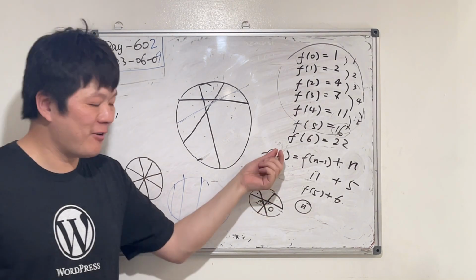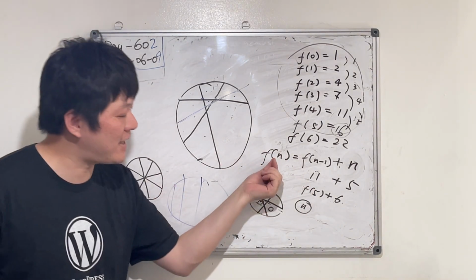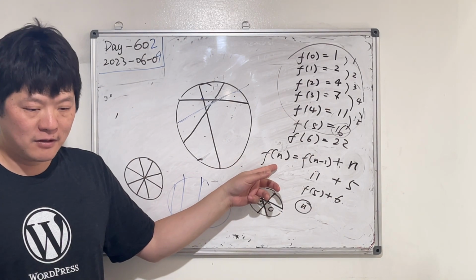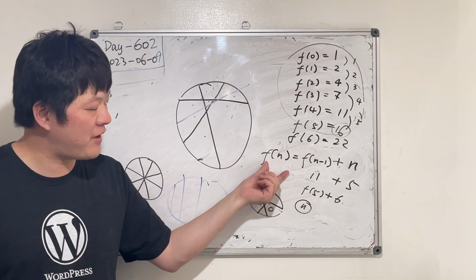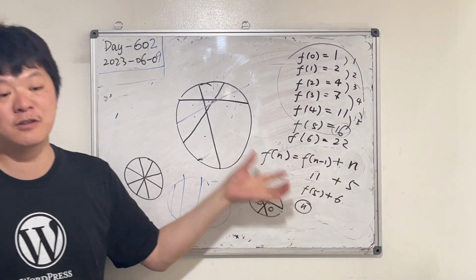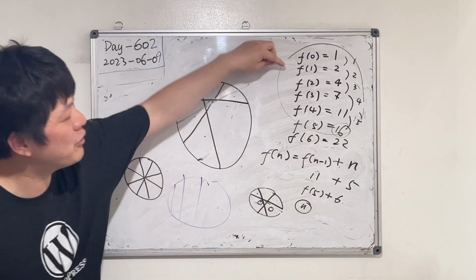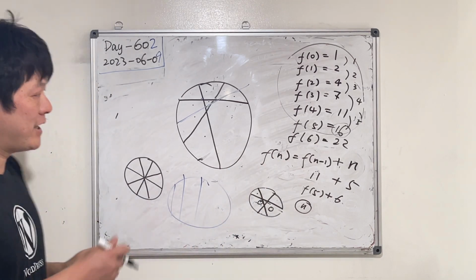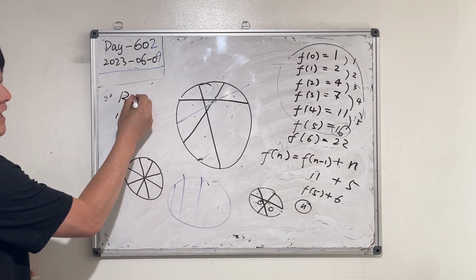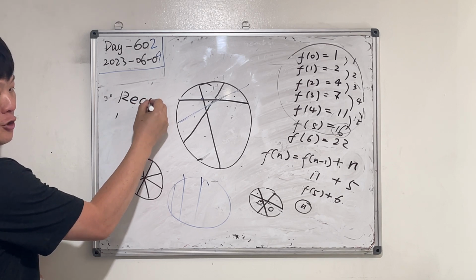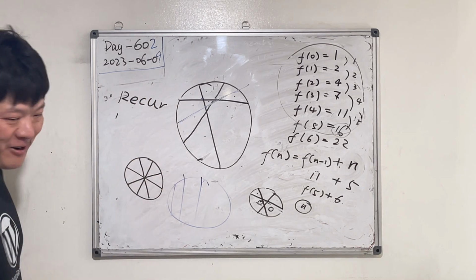It's related, all correct. What I'm saying is, look at this: if we want to solve f(n), we need to solve f(n-1). If we want to solve f(n-1), we need to solve f(n-2), until we reach f(0). So what do we call this? Starts with R, E, C, U: recursion. Yeah, calling itself.